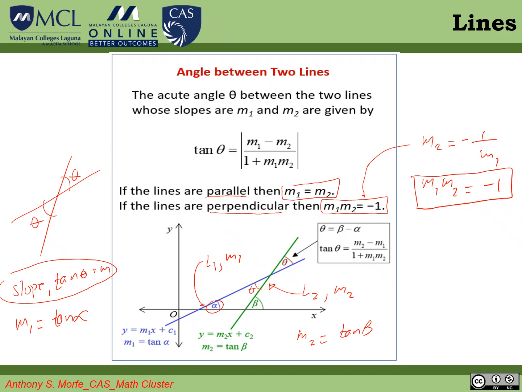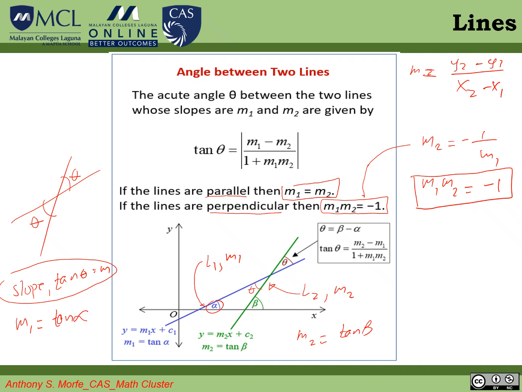We have tangent theta equal to m2 minus m1. Remember, we have originally our m is equal to y sub 2 minus y sub 1 over x sub 2 minus x sub 1. Okay, this is our slope. So that is our slope. So why is it that it becomes m2 minus m1 divided by 1 plus m1 times m2? So where is this coming from?